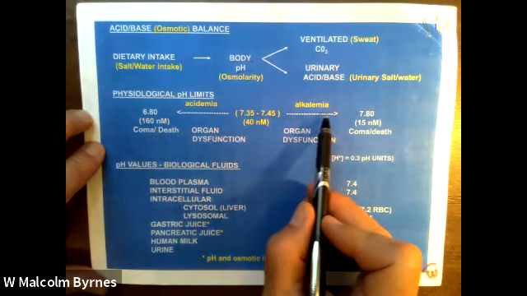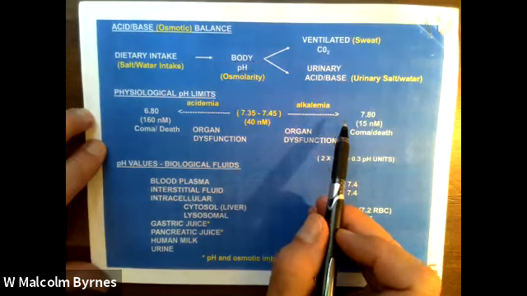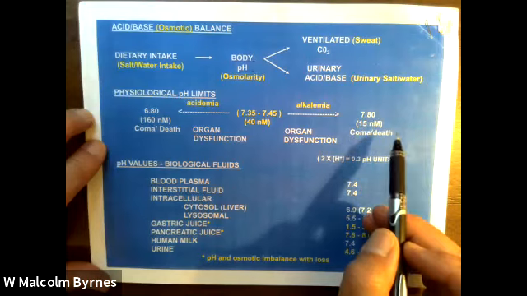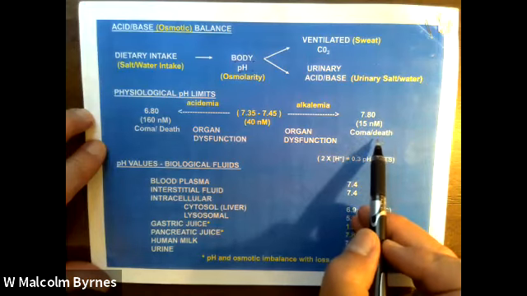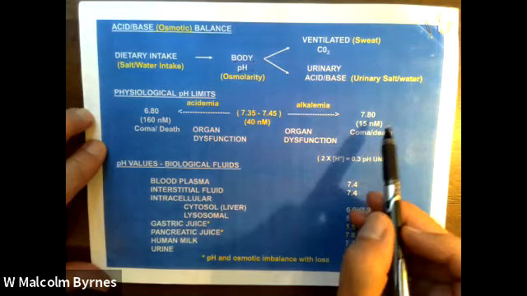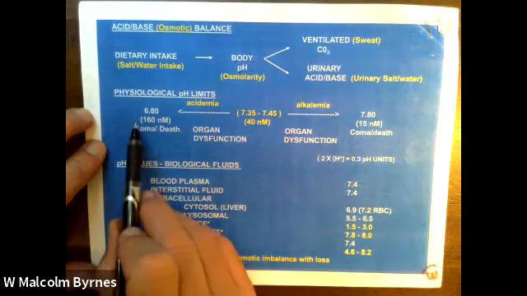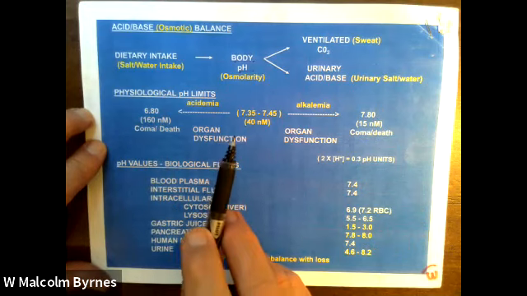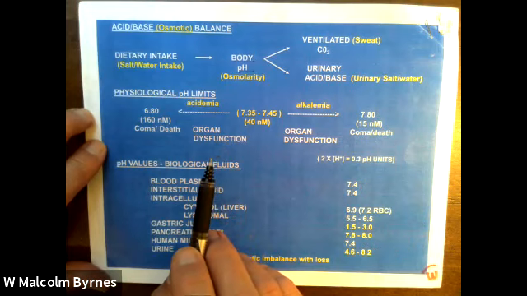And then if pH rises too much, alkalemia can result. You can have organ dysfunction. And if it goes too high, say to 7.8, which corresponds to a hydrogen ion concentration of 15 nanomolar, then you can have coma or death. So you see that a high pH means a low hydrogen ion concentration. A low pH means a high hydrogen ion concentration. And that's because pH is the negative log of hydrogen ion concentration. So there's an inverse relationship there.